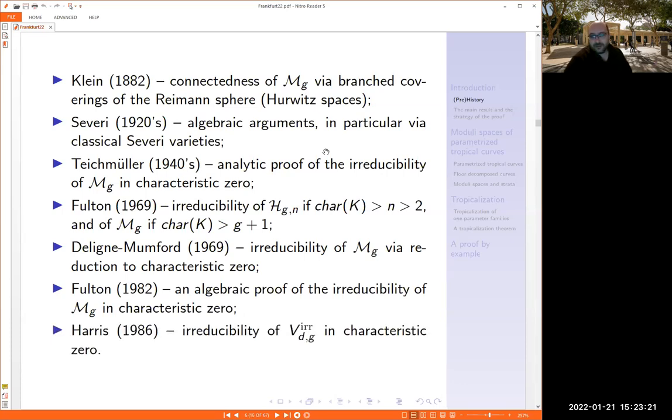And finally, Joe Harris in 1986 proved irreducibility of the classical Severi varieties in characteristic zero. It was a big achievement because many people were interested in this problem: Fulton, Zariski, Harris, and others. It's quite an amazing proof, rather involved, and it is strictly restricted to characteristic zero. It does not work in positive characteristic.